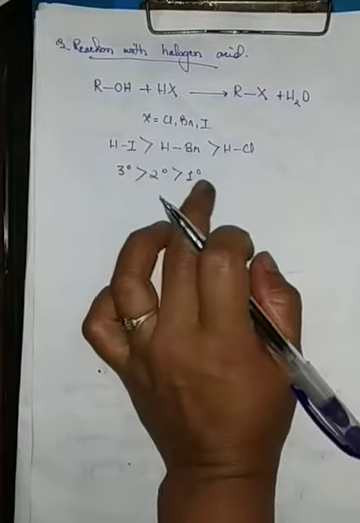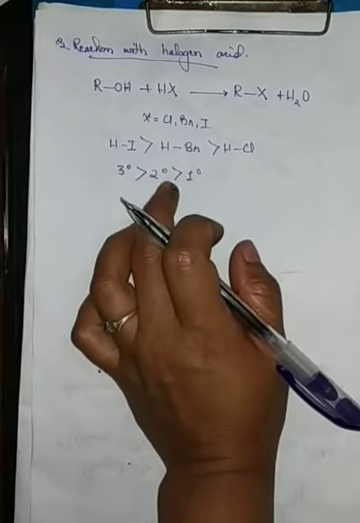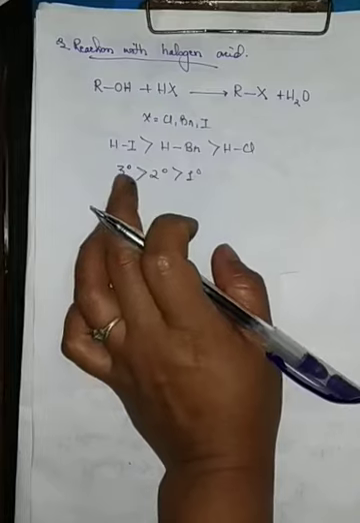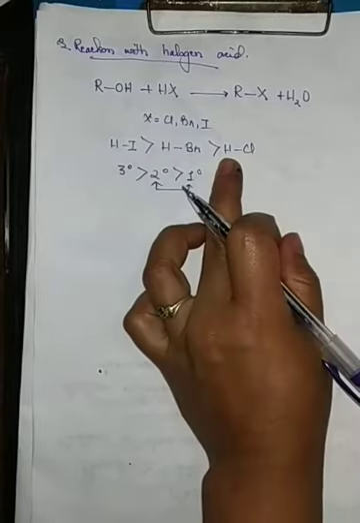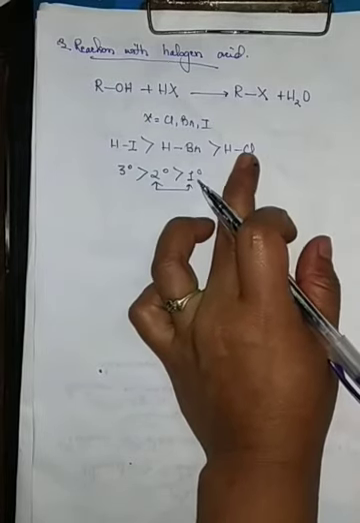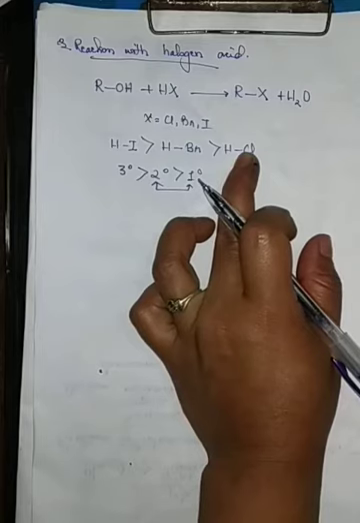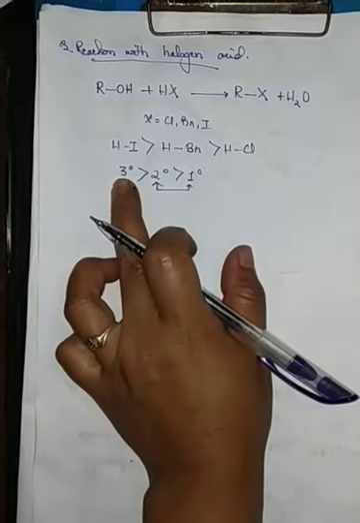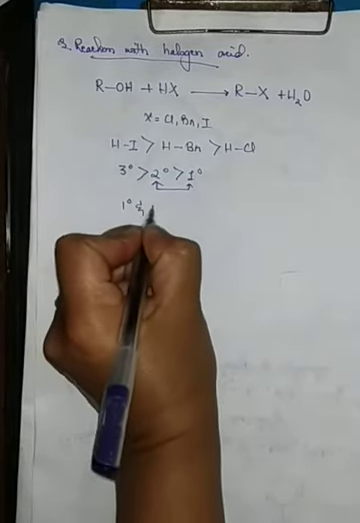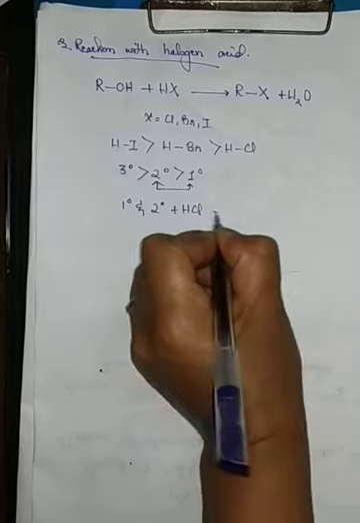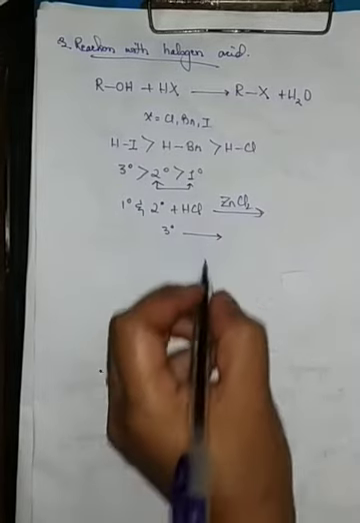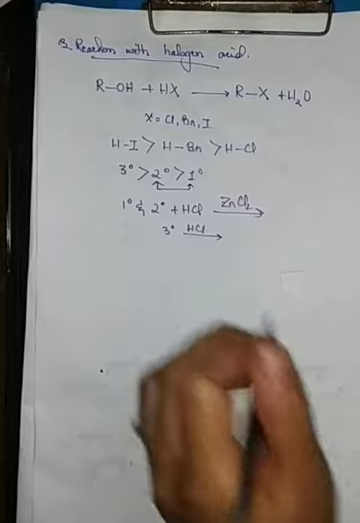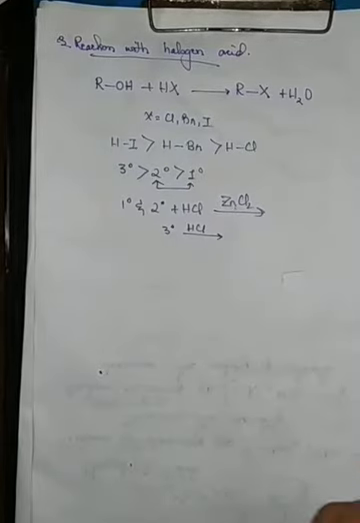Primary and secondary alcohols react with HCl only in the presence of a catalyst. That is, our primary and secondary alcohols react with hydrogen chloride only in the presence of a catalyst, that is anhydrous zinc chloride. However, whereas primary and secondary alcohols react with HCl only in the presence of zinc chloride, the reaction of HCl with tertiary alcohols does not require the use of this catalyst.